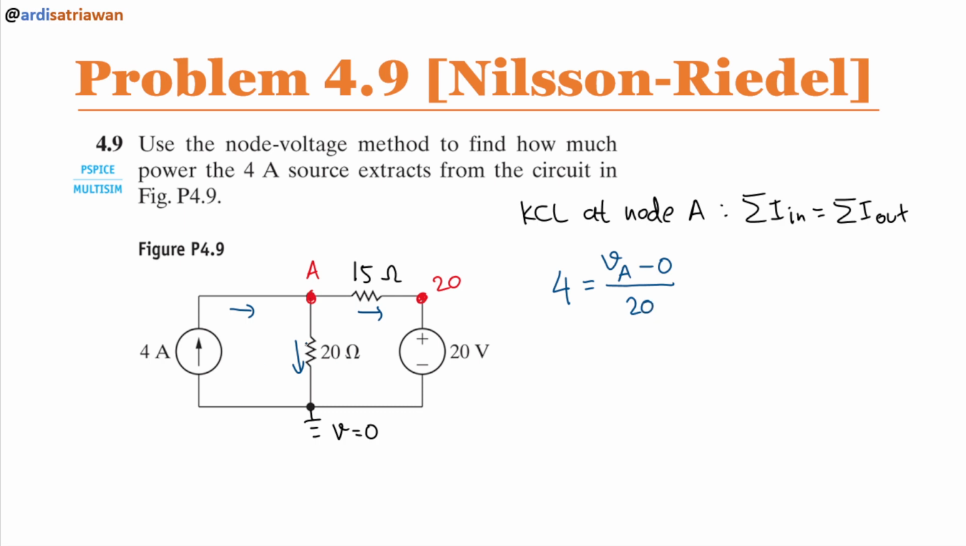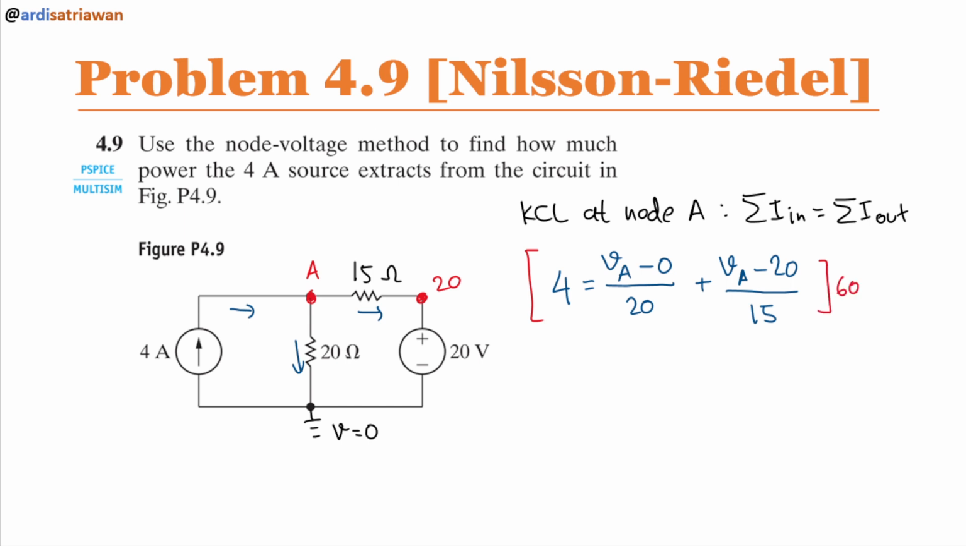Okay, now we have another current that goes out, which is this one. So we will have plus this node here minus this node here. So we will have VA minus 20 divided by the resistance between them, which is 15. Okay. Now we need to get rid of the denominator here. Maybe let's multiply both sides here by 60. Why 60? Because 20 will cancel into 3 and 15 will cancel into 4.